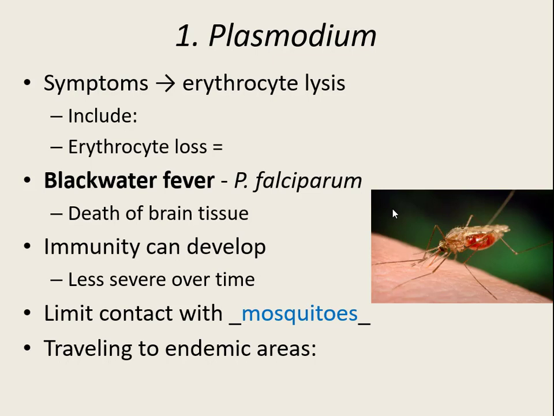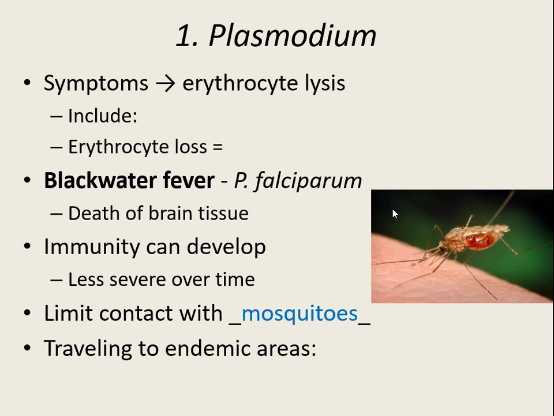One of the species of Plasmodium, Plasmodium falciparum, causes a more severe malaria. It causes extremely high fevers of 107, if not more, which can cause death of brain tissue and can easily cause death within 24 hours of symptoms. The specific mosquito species that usually carries Plasmodium falciparum is usually found in very dirty swamp water, which is why it's gotten the name blackwater fever.